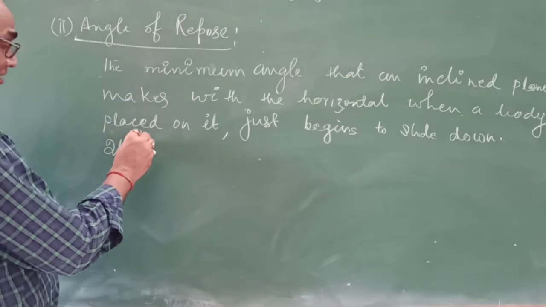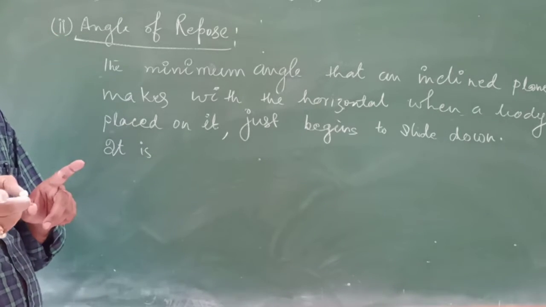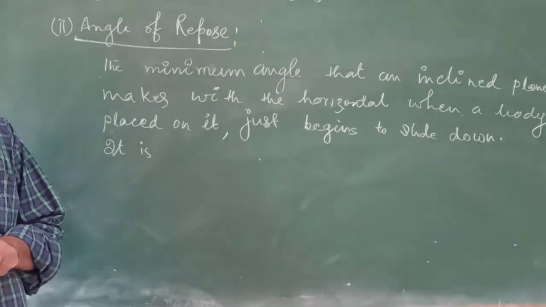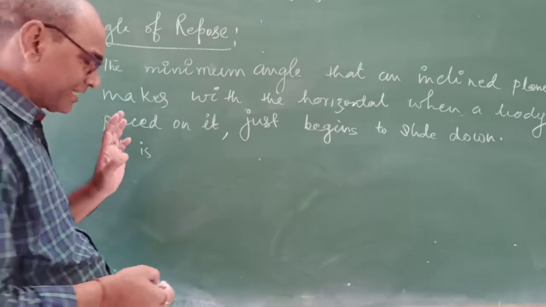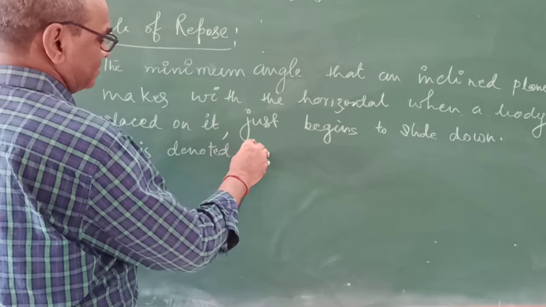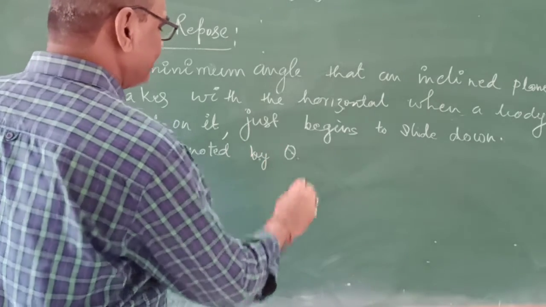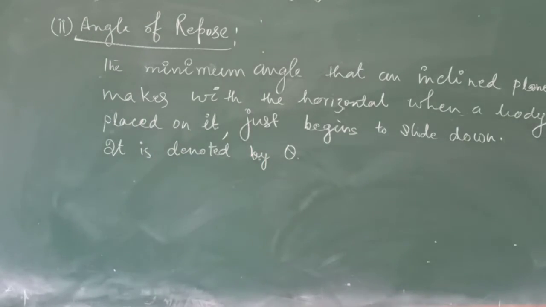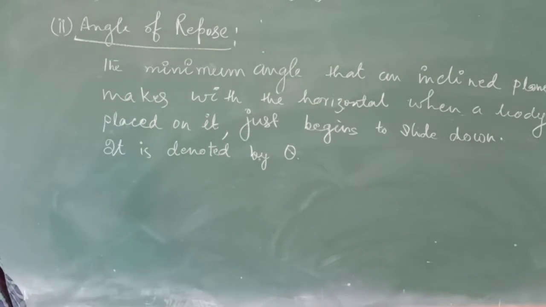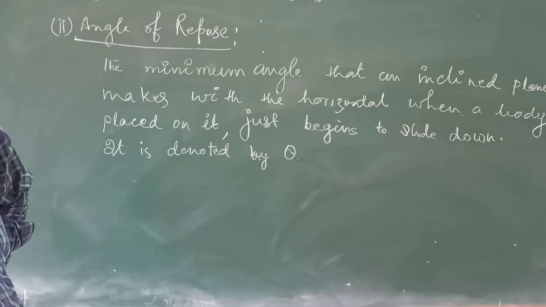It is denoted by theta. If you like, alpha, beta, gamma, theta, phi, psi, it depends upon you. Whatever you want to write, write. Generally, we denote it by theta. Is it clear? The minimum angle that an inclined plane makes with the horizontal when a body placed on it just begins to slide down is called the angle of repose, and it is denoted by theta.